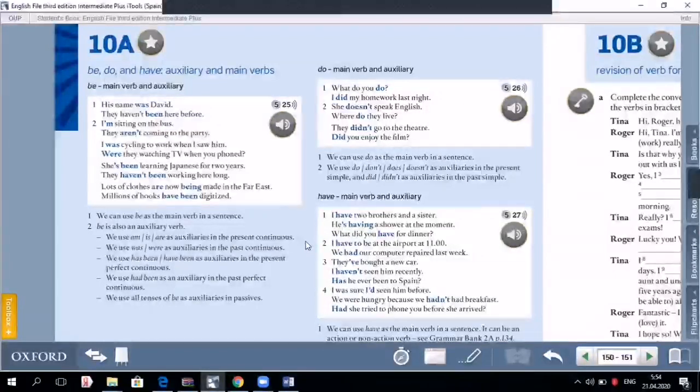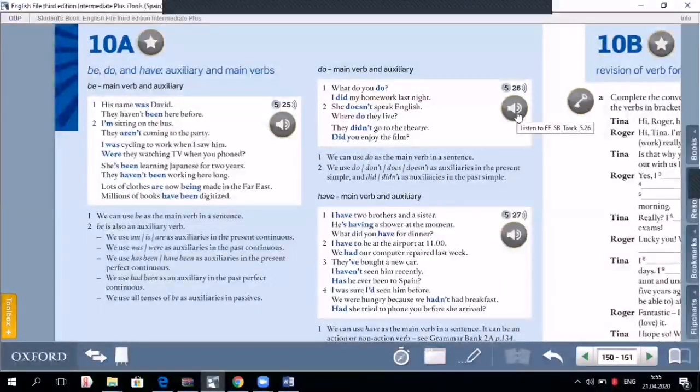We use was, were as auxiliaries in the past continuous. We use has been, have been as auxiliaries in the present perfect continuous. We use had been as an auxiliary verb in the past perfect continuous. We use all tenses of be as an auxiliary in the passive. You see, when we use all tenses, to be is used as an auxiliary in the passive. Clear? Then, the verb to do.